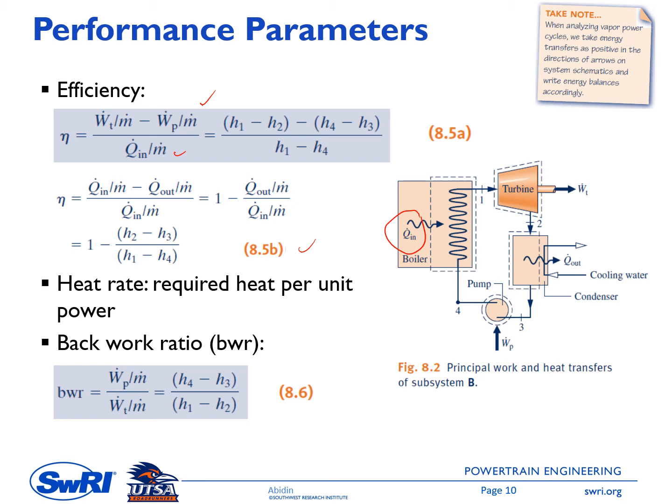The performance number 3 is what is called the back work ratio, BWR. This is the ratio of the pump power over turbine power, equation 8.6. I think we have learned each of these parameters in Thermo 1. This is just a quick review to refresh our memory before we go into the next section, about system modification and how we can improve the Rankine cycle performance.